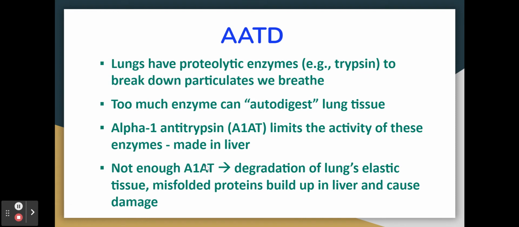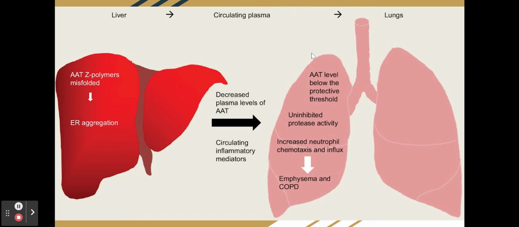So if you don't have enough alpha-1 antitrypsin that is functional, eventually the elastic tissue of the lungs will break down. The alveoli will no longer expand and contract the way they should. They get kind of blown out, like an elastic on underwear that's real worn out. And your misfolded proteins, the proteins that were inappropriately created by those abnormal genes, are going to build up in the liver and they're going to cause damage. So that is the pathophysiology of AATD.